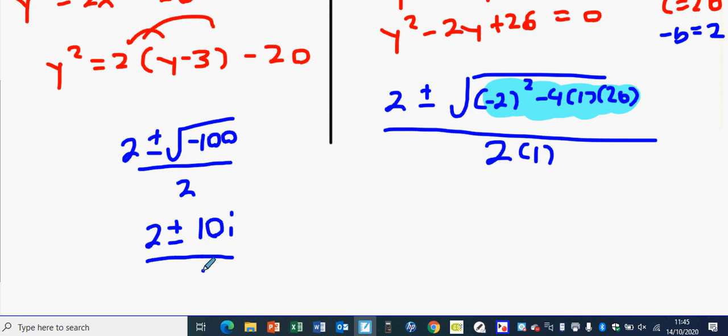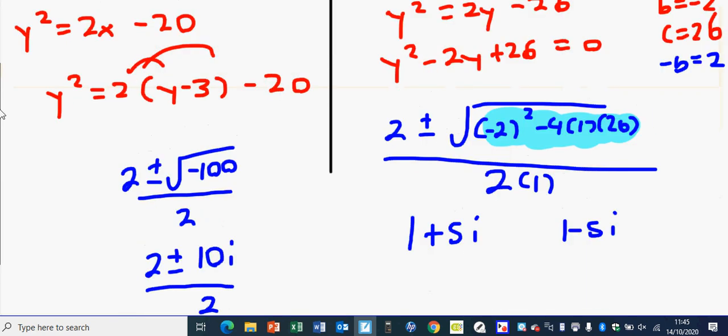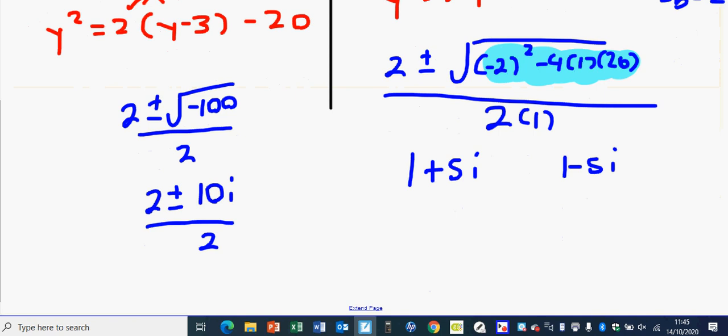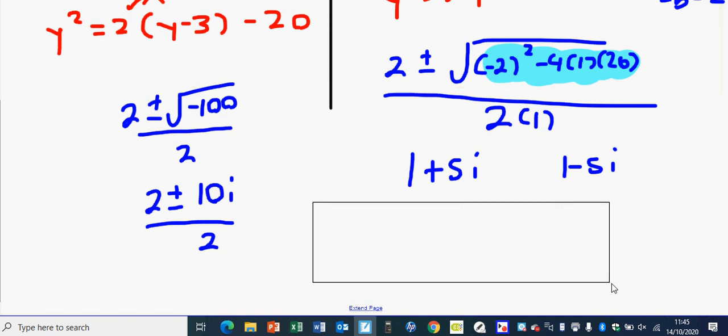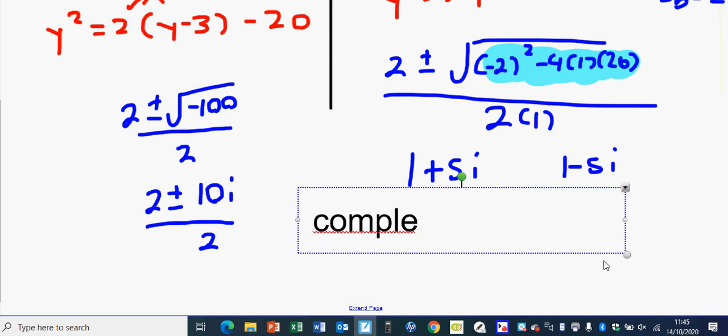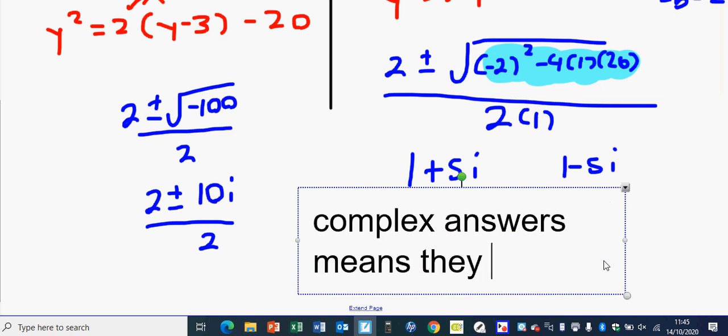Now, what's 2 divided by 2? Dermot? 2 divided by 2? 10i divided by 2? So it's 1 plus 5i or 1 minus 5i. And once again, what do you have to say? Complex answers means line does not intersect circle.